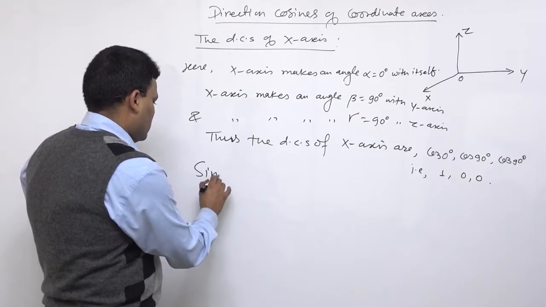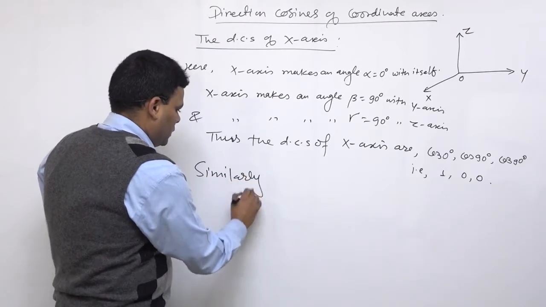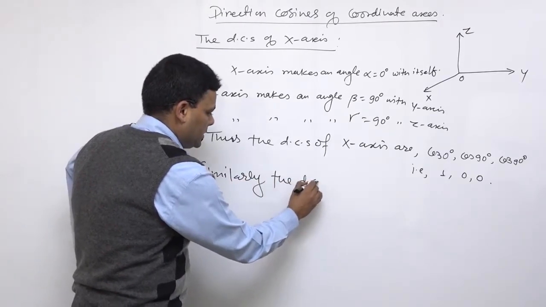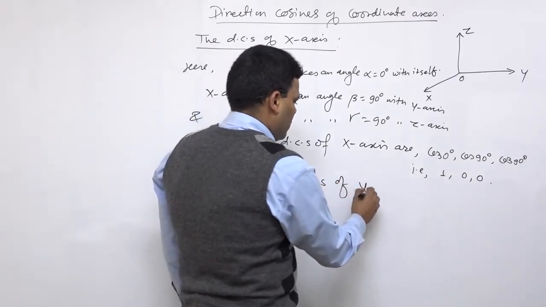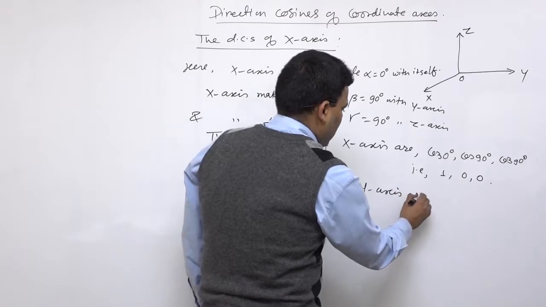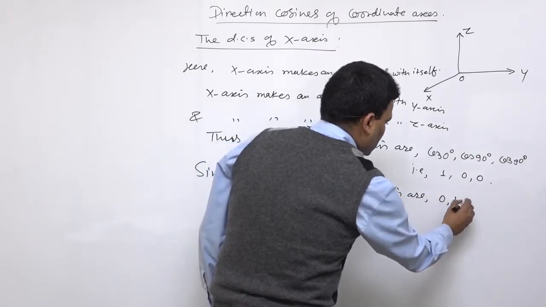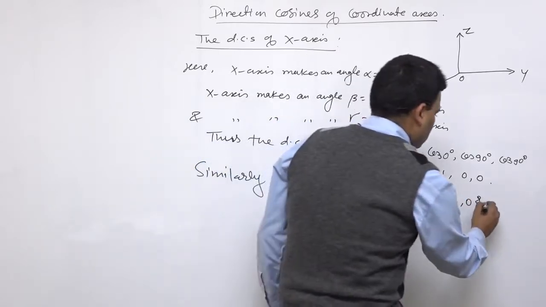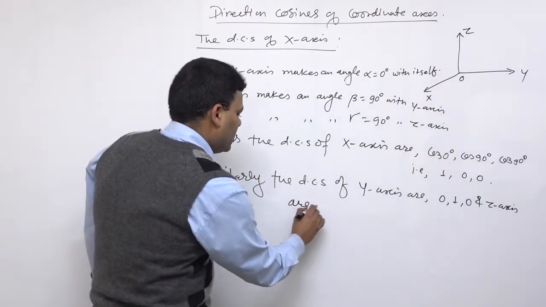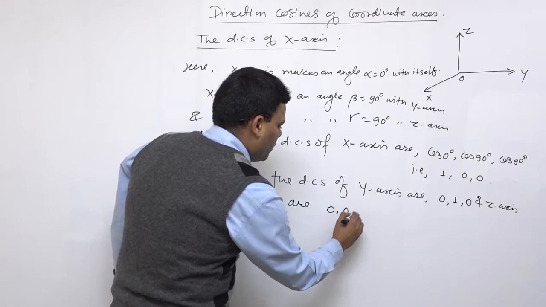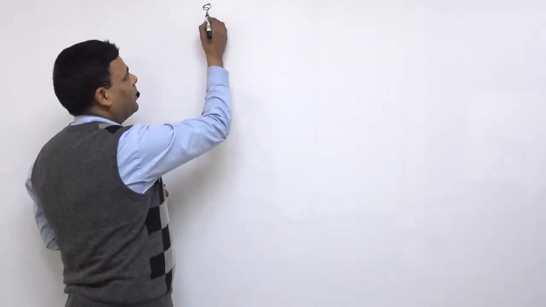Similarly, the direction cosines of the y-axis are 0, 1, 0, and of the z-axis are 0, 0, 1. Now we are going to prove one question.